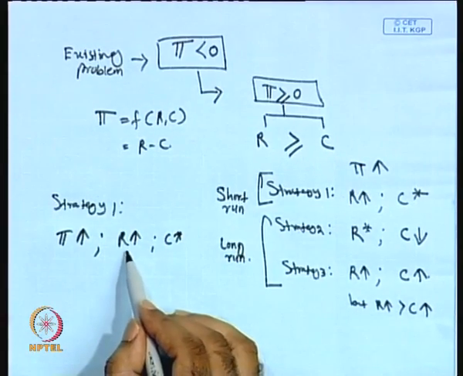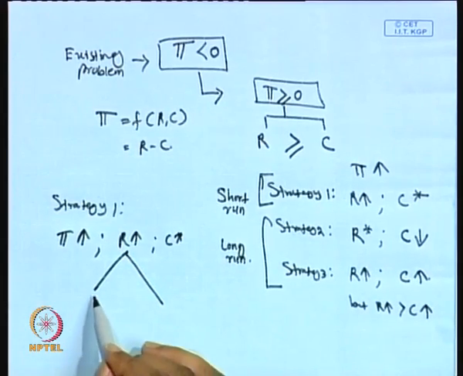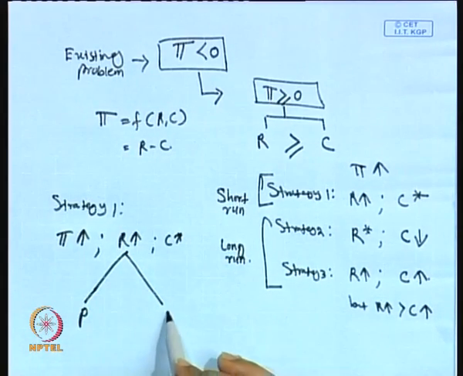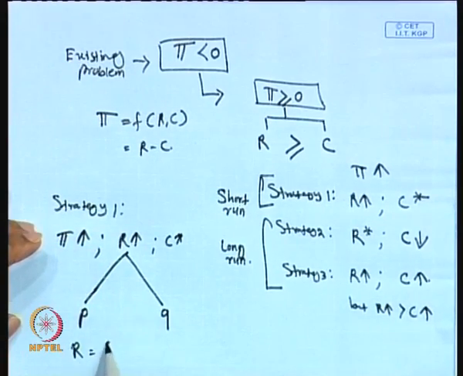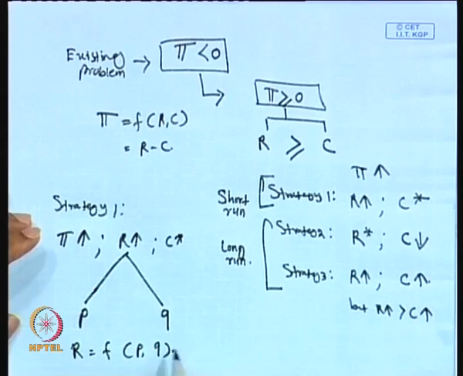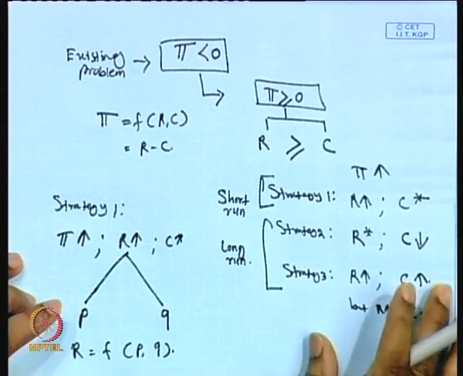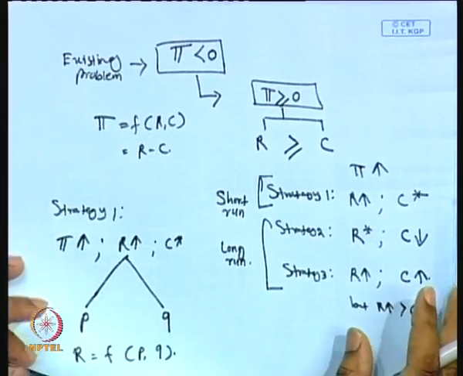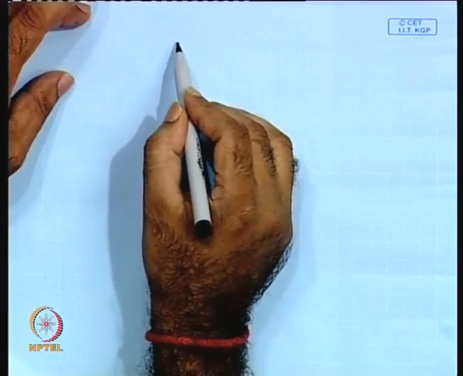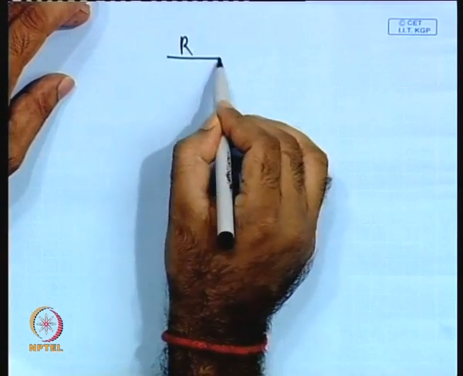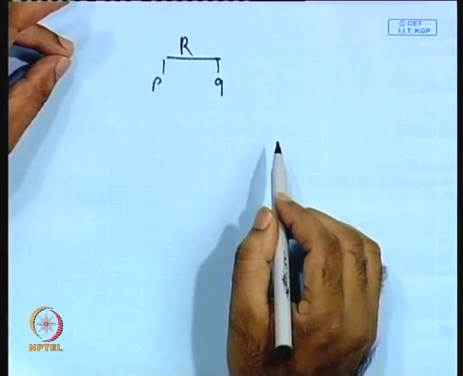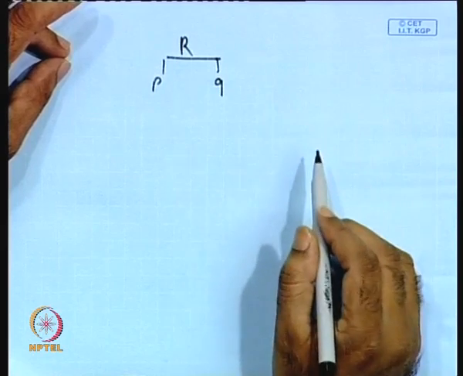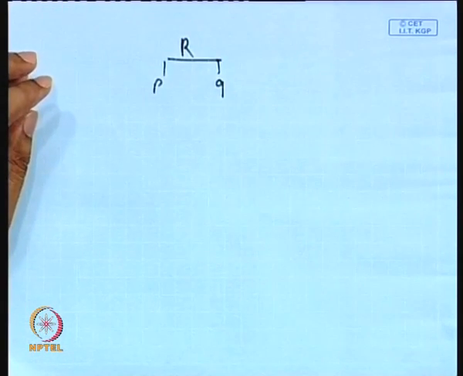So, what is all about R increase? R increase is a question of P and Q movement, because revenue is a function of price and quantity. So, how to do that? I will come here again. This R depends upon price and quantity. So, how to do that? Again we have 3 different strategies.